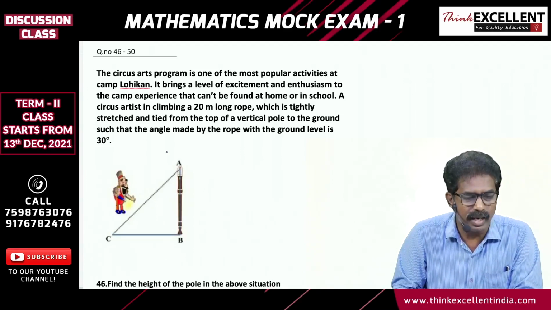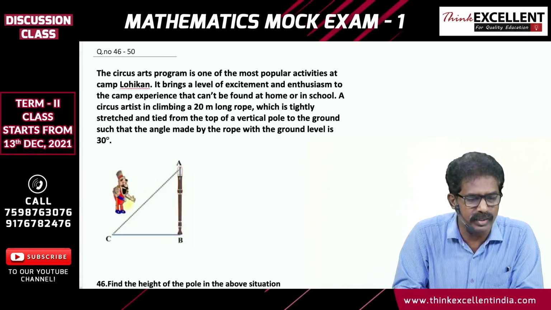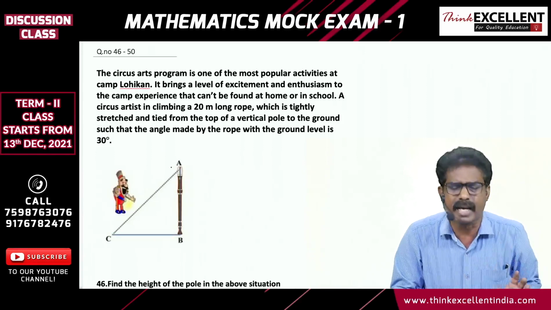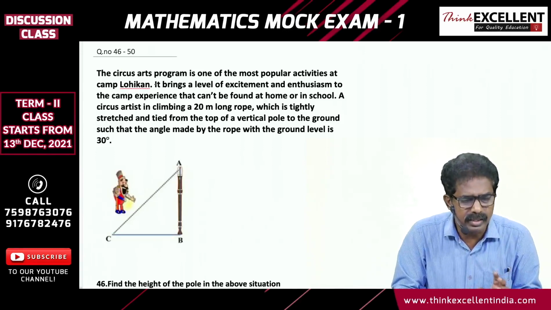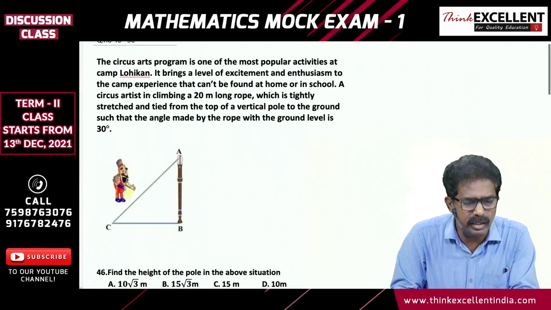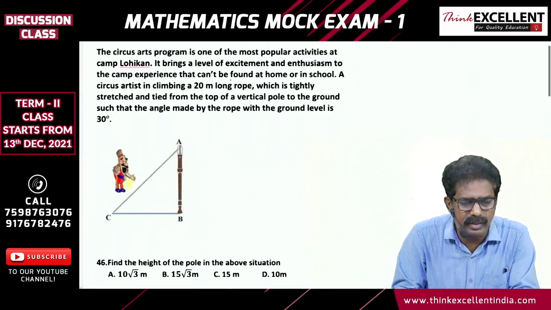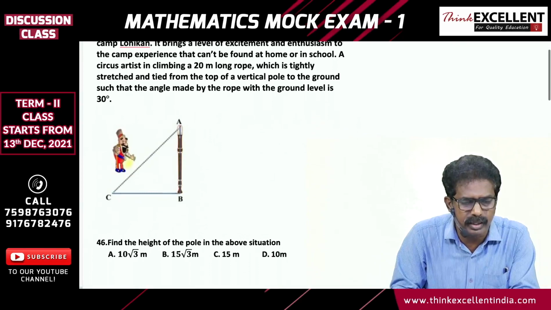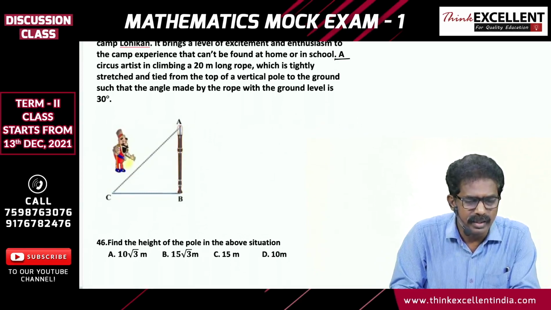Now see this one, 46 to 50. Very simple diagram only given. A circus art program is one of the most popular activities at the camp. It brings a level of excitement, enthusiasm. Our math starts here. Climbing a 20-meter long rope. This is a rope, AC is a rope, which is tied at the top of the vertical pole. You can see a pole and a rope, that's all.